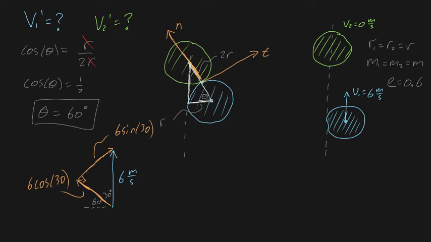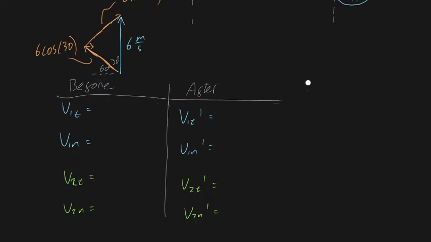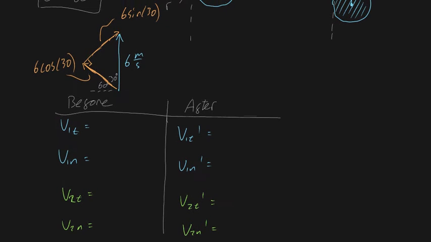So if we were to start tabulating our results, this is what it would look like. Here I've created a table which shows all the velocities of our balls before and afterwards, and I've split them into both the normal and tangential components. We just figured out that for the first ball, the blue ball, V1t is going to be equal to 6 sine 30. If I zoom up, that's this one. It's 6 sine 30 because it's in the positive tangential direction. That's why it's positive just here. And in the normal direction, it'll be 6 cosine of 30.